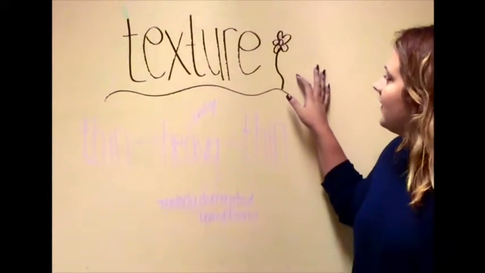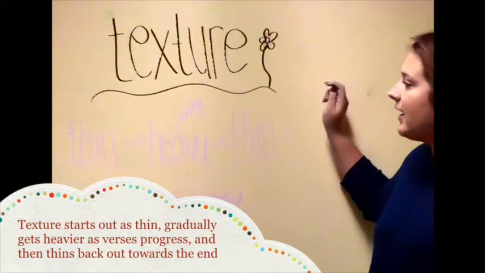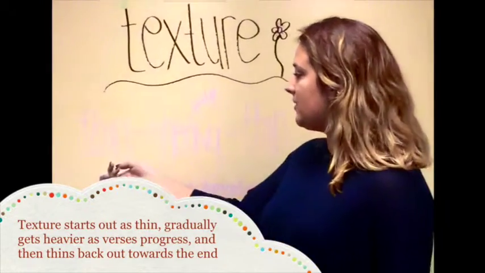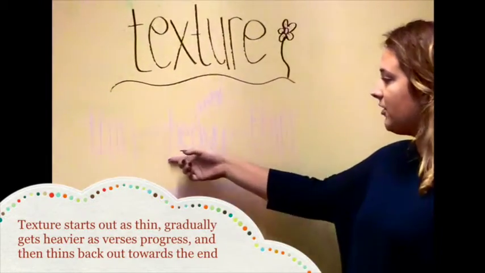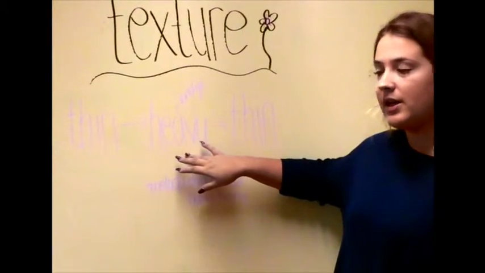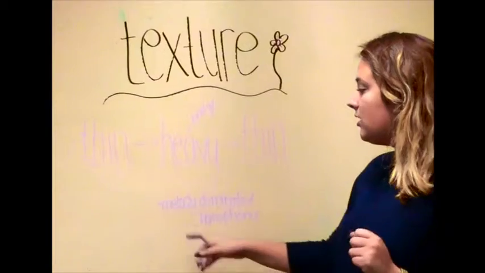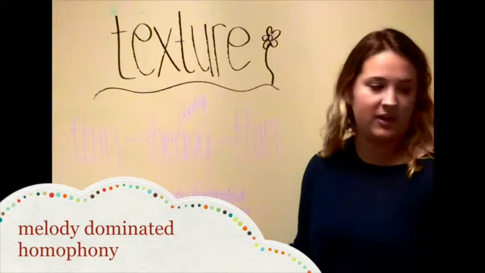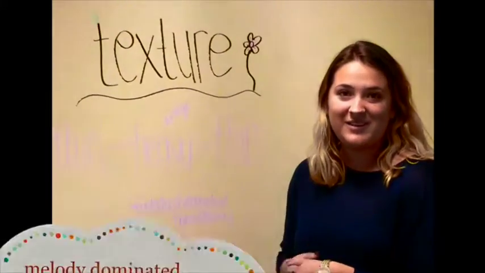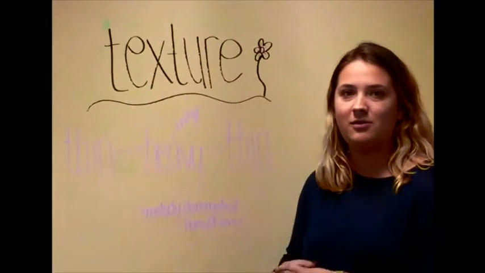Okay, so I'll be going over the texture of A Day in the Life. The texture begins thin and then it progresses, it gets heavier when you reach the bridge, and then towards the end it becomes thin again. And it also has a melody-dominated homophony, which means 2 parts coming together to create a single chord or melody.